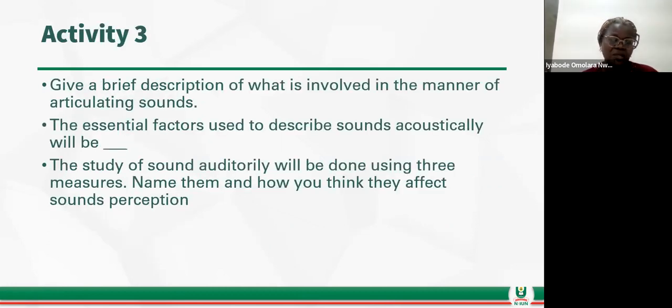So let's look at activity 3. I hope we'll be able to participate in that, so that we can also use the remaining time to discuss and round up. So give a brief description of what is involved in the manner of articulating sounds. Who wants to tell us? Just give me 1 or 2 examples. I think I will understand whether you know what we're talking about here. Can someone just give me 1 or 2?